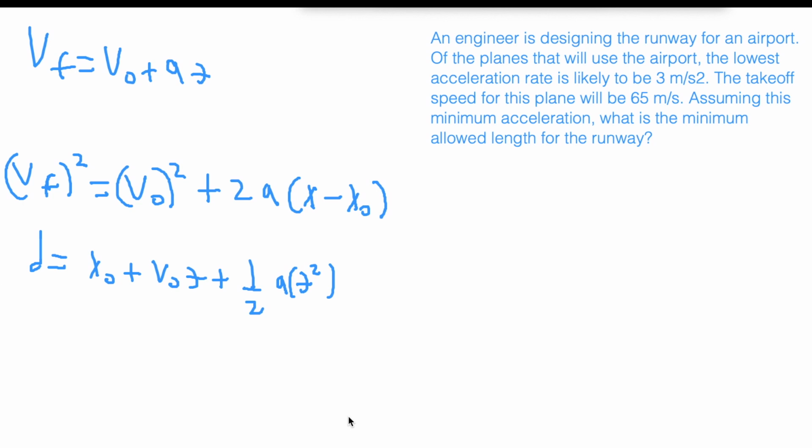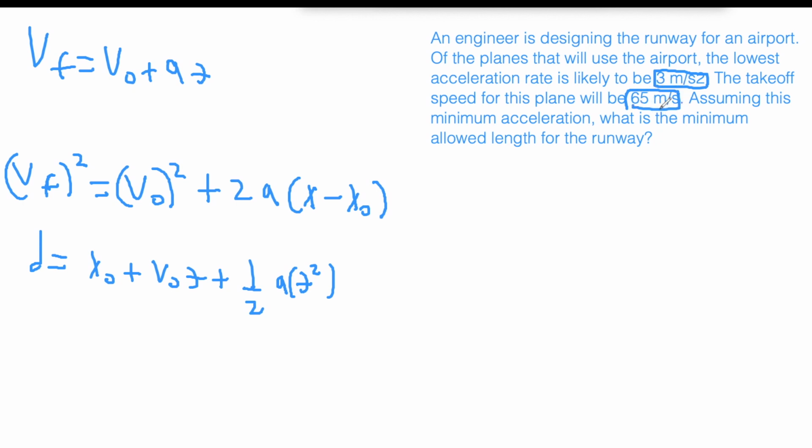So let's do that. It says, an engineer is designing the runway for an airport. Of the planes that will use the airport, the lowest acceleration rate is likely to be 3 meters per second squared. The takeoff speed for this plane will be 65 meters per second.